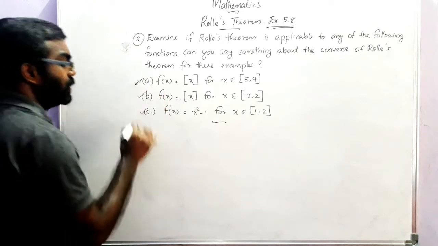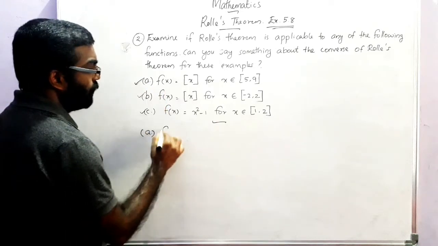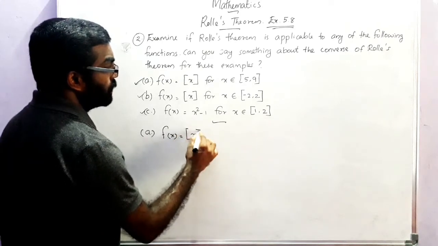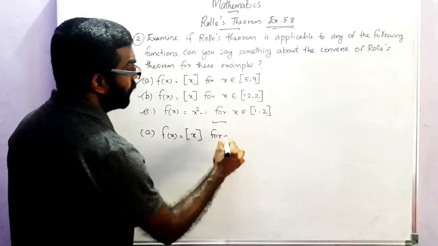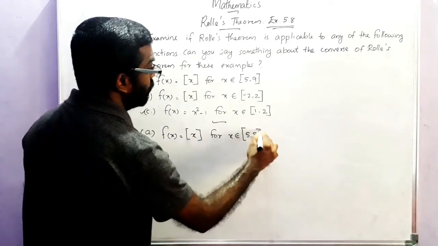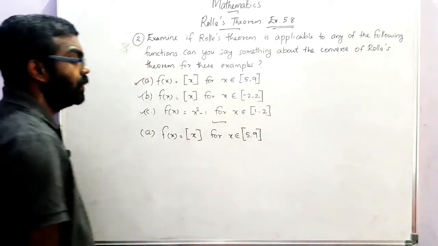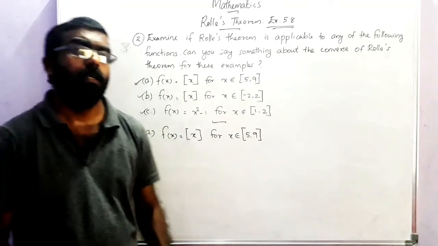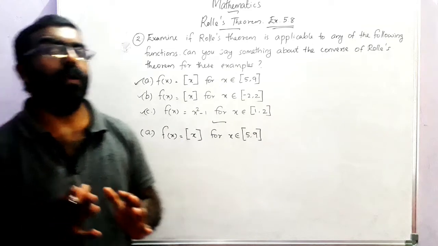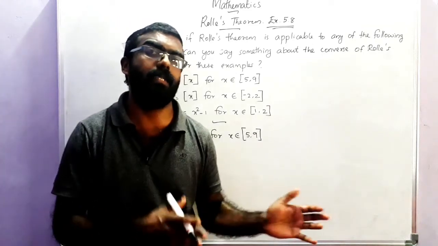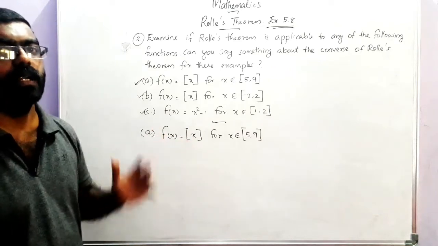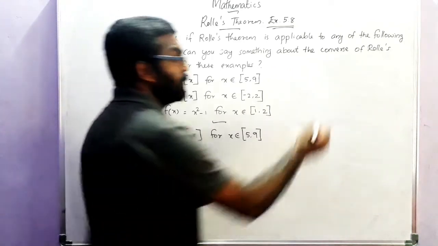So the first one is f of x is equal to greatest integer x. In class 11, you learned the greatest integer function. What is called the greatest integer function? The greatest integer function assumes the value of the greatest integer which is less than or equal to x. Clearly the function is not continuous. Let's draw the graph of the function.